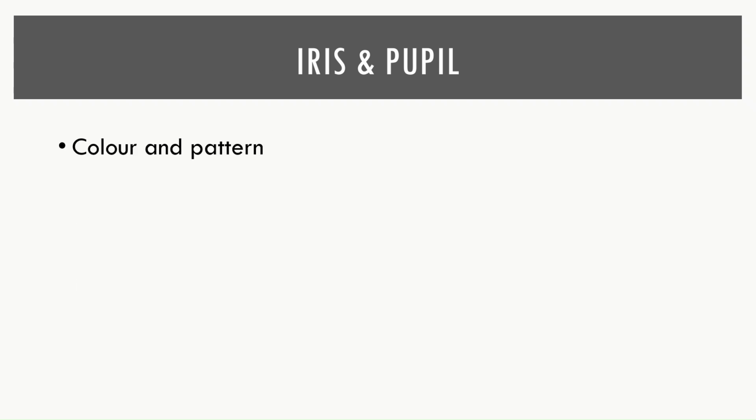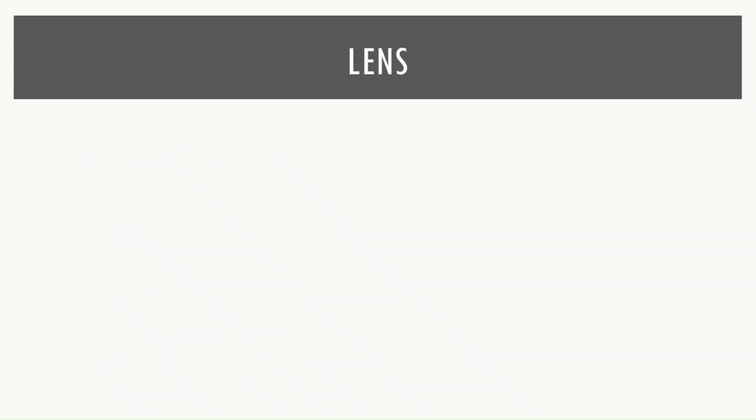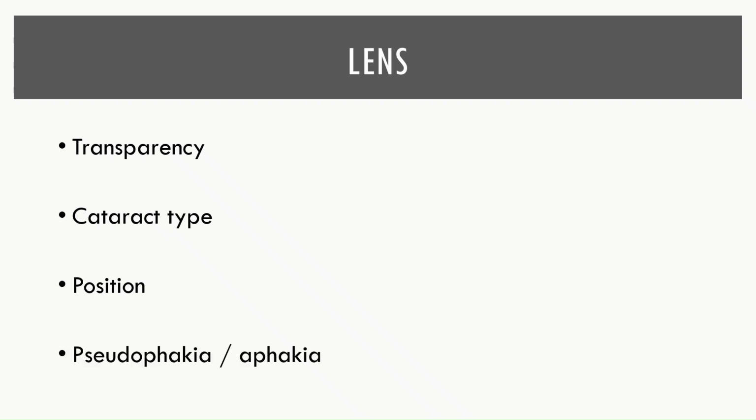Examine the iris for color, pattern, nodules, and atrophy, followed by assessment of pupil size, shape, and reactions. Finally, the lens is examined for transparency, type of cataract, position, and the presence of an intraocular lens.